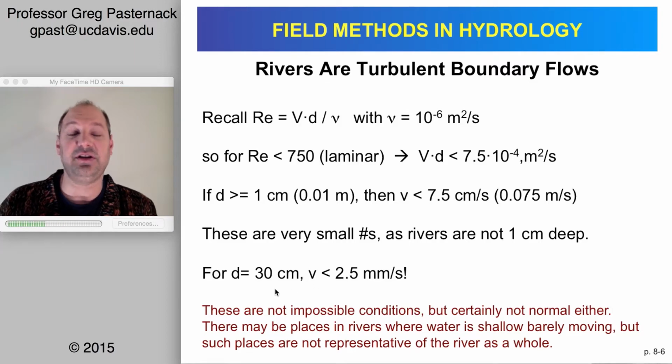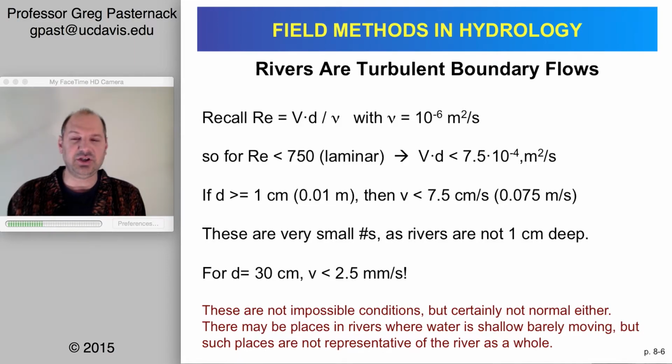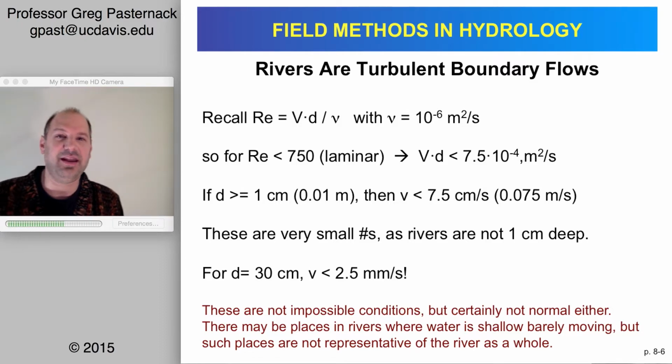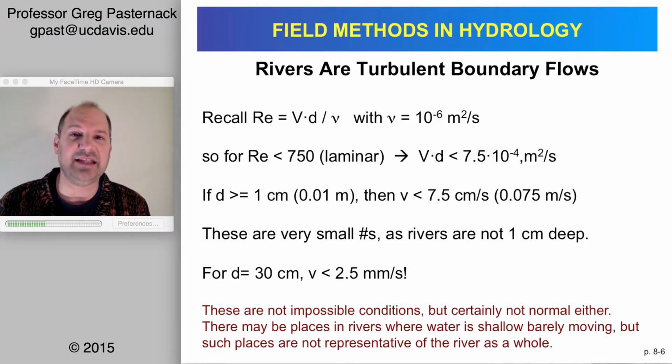Let's say they're a foot deep, which is like 30 centimeters or so. Well, for a depth of 30 centimeters, you'd have to have a velocity less than 2.5 millimeters per second, which is tiny. That's essentially being in a pool, or right along the bank in very shallow, slow-moving, stagnant water, where there is a chance of having laminar flow. But having that small location as laminar doesn't mean that the river as a whole is, and the river is best characterized as a turbulent boundary layer flow.